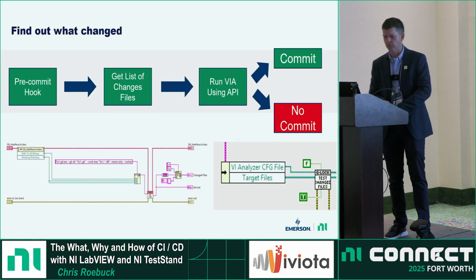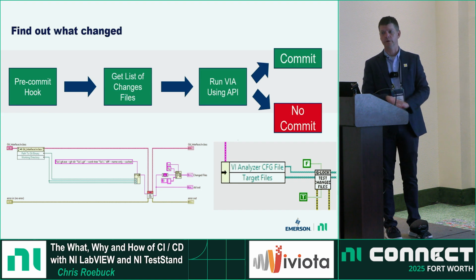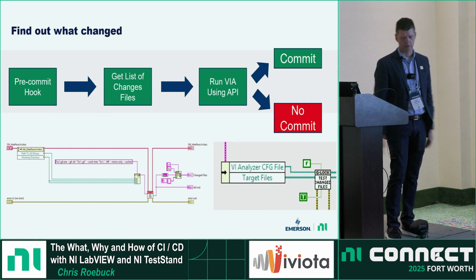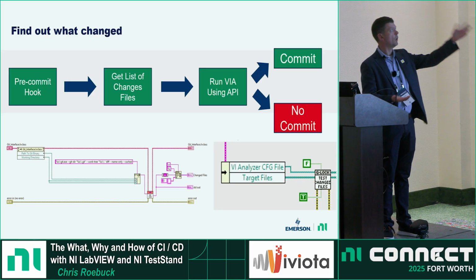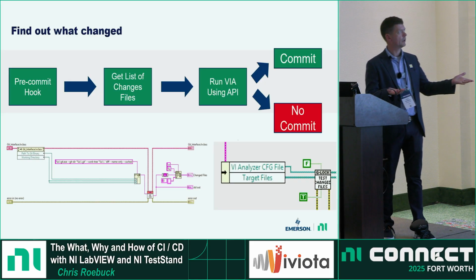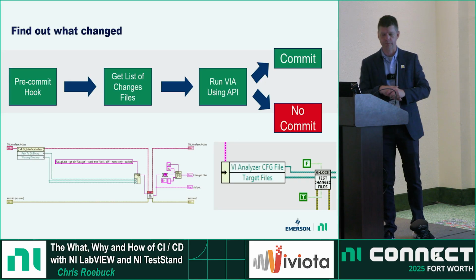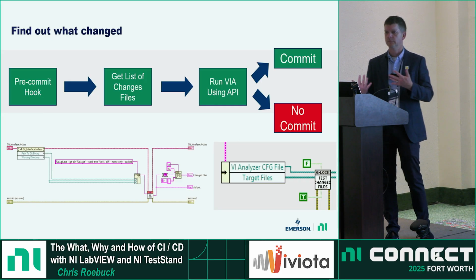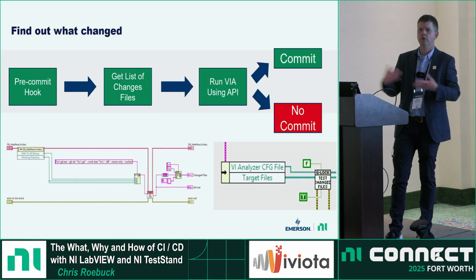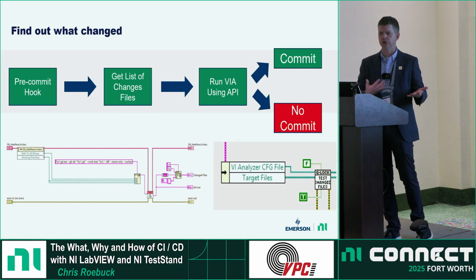So, things we might want to do. This might be an example of a workflow. This is absolutely not the must-do way of doing it, but this is a suggestion. We could do a pre-commit hook. So I've decided I want to commit something. We could then get a list of the changed files, because we don't want to test everything. We just want to test the things that have changed.